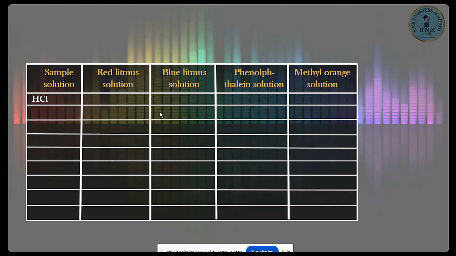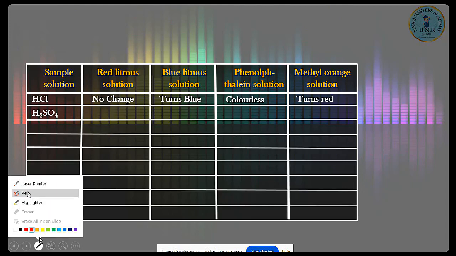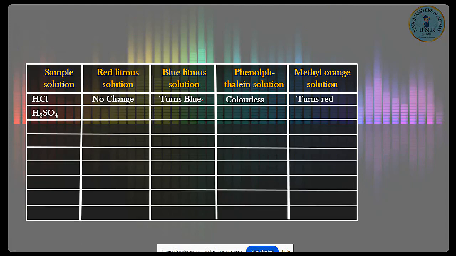So you can see HCl, hydrochloric acid: red litmus paper, no change in color; blue litmus turns red. Don't forget that it is not blue, it is red. Red in color. So maybe here it is all printed as blue, but it is red here, here, all of which are acidic in nature. All are red in color only.